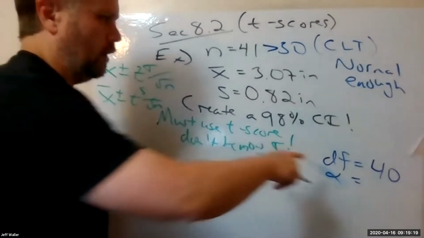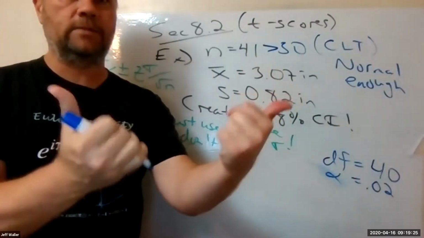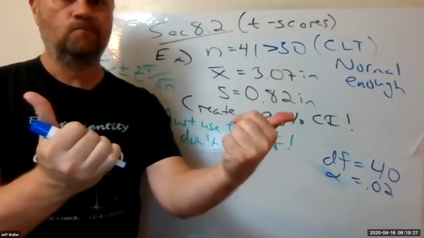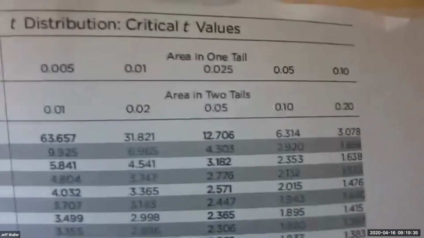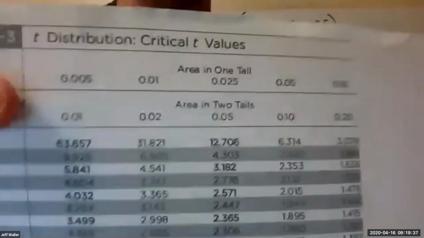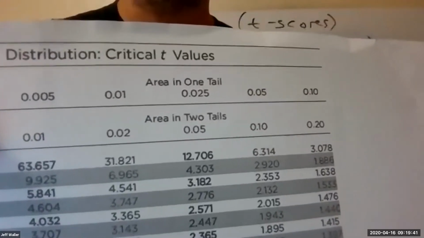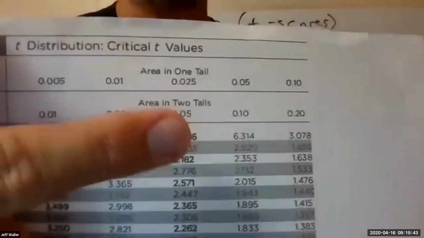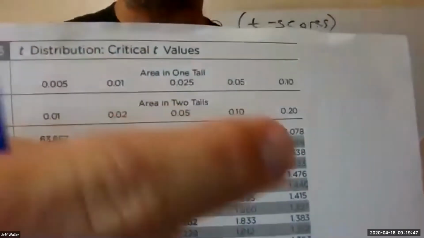All right. So alpha is 0.02. It's the area in the tails. If there's 98% inside, there must be 2% in the tails. So I love the wording on the chart. You got the two rows at the top. I pretty much always use this row for confidence intervals because confidence intervals always make two tails. So what area is in two tails? 2%.